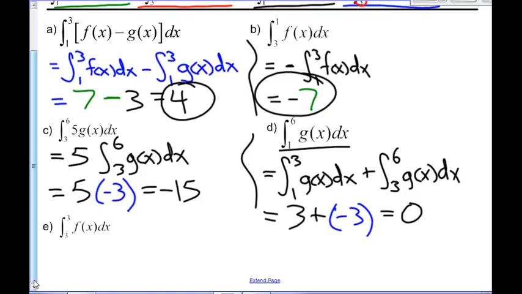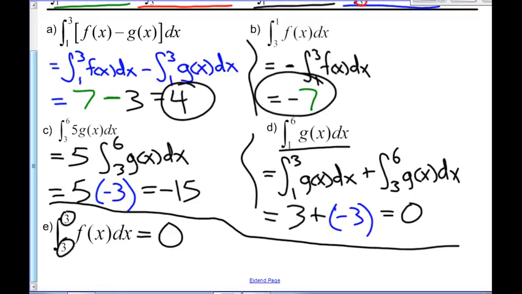Very last one, we've got the integral from 3 to 3 on f. There's no width. If these are the same, then the integral will always be 0.